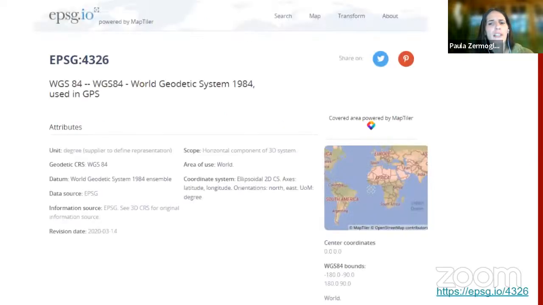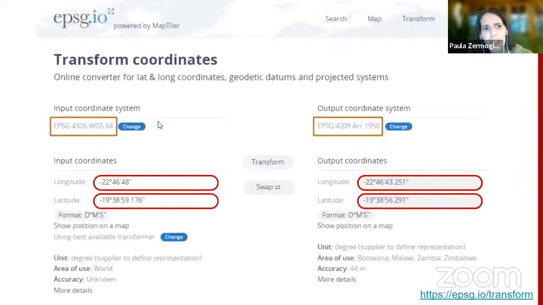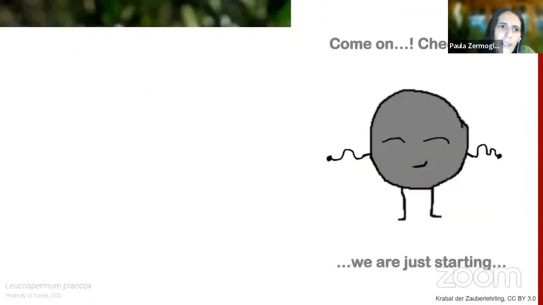And so on the web page of EPSG, that is epsg.io, we can see all datums that are available, each one with their characteristics, in this case WGS 84, and we can also use this page to convert between coordinate reference systems. So if we have coordinates in a particular system, we can get them in any other. So this might be of use when we are georeferencing.